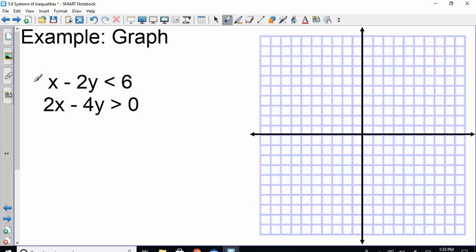Right, so if I were going to graph this first one, we need to get y by itself. So I could subtract my x. And then I would have to divide by -2, which does what to my inequality? Which just flips it. So y is greater than 1/2 x, and 6 divided by -2 is -3. So we have a point at -3, slope 1/2, so up 1 over 2. Solid or dashed? Dashed.